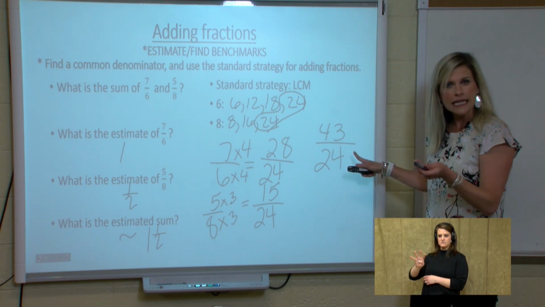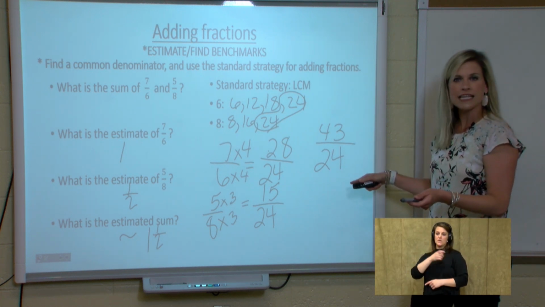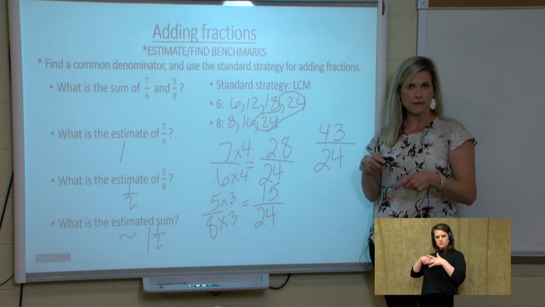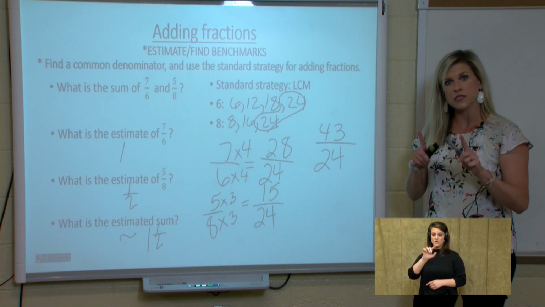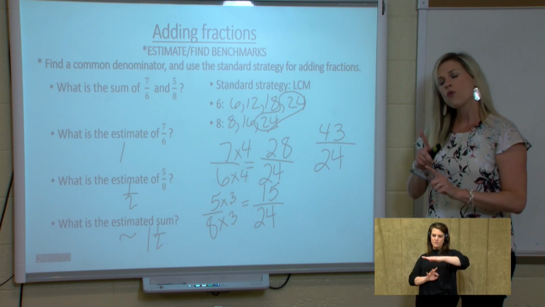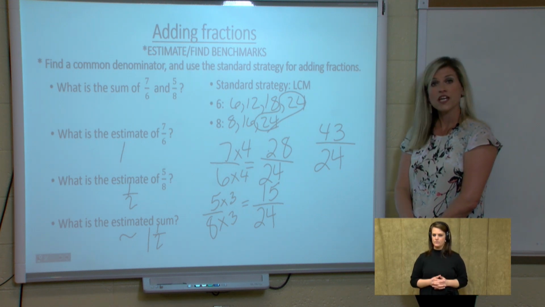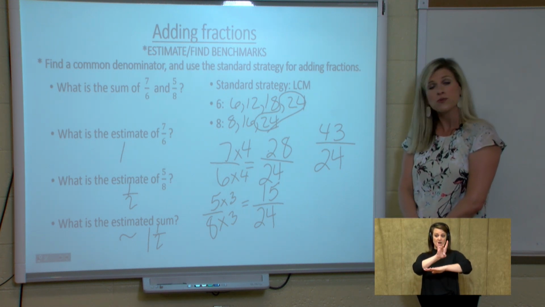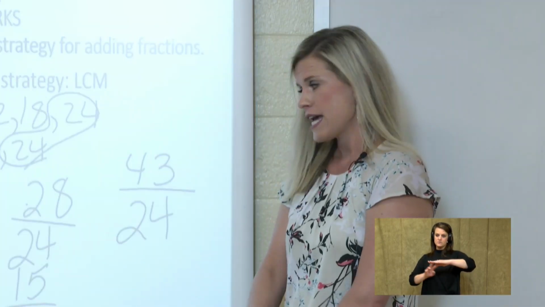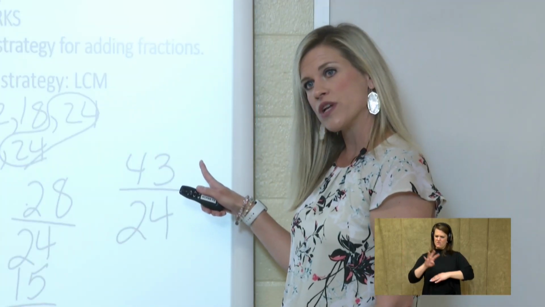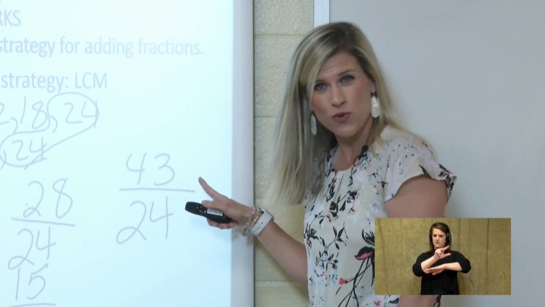This is what's called an improper fraction, right? So we need to look at this, and let's just start thinking about numbers. I know 24 24ths is 1 whole. What would be 2 wholes? 48 24ths would be 2 wholes because 24 times 2 is 48. Do I have 48 24ths? No, I don't. I have 43 24ths.